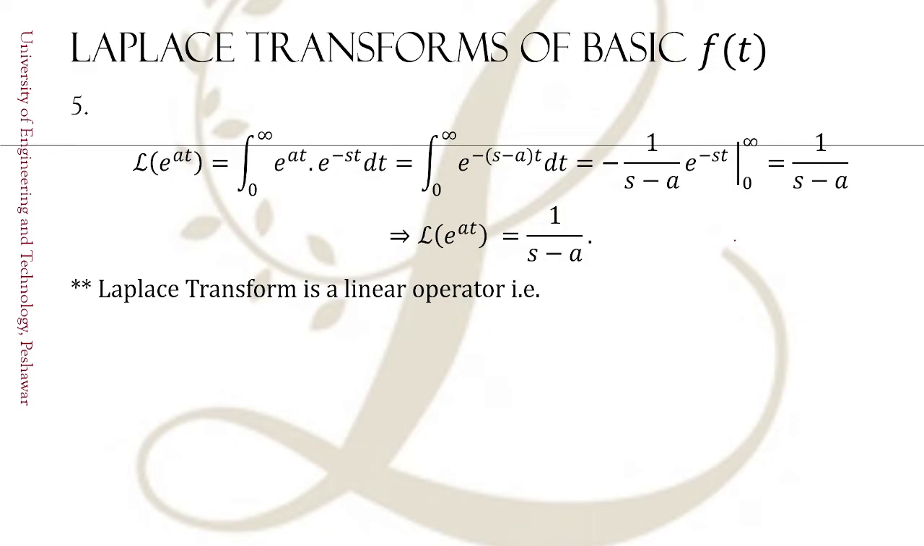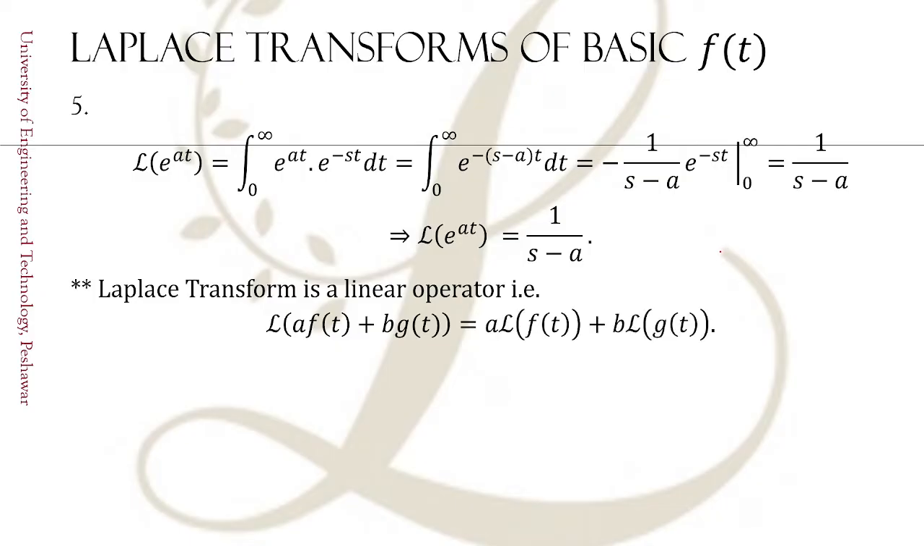अच्छा, एक ऑपरेटर जो होते हैं यूजुअली हम इसको डिस्कस करते हैं whether operator is linear or not. So keeping that in mind, Laplace transform is a linear operator, which means Laplace of a f of t plus b g of t will give you a Laplace of f of t plus b Laplace of g of t, right? Because it's an integral transform and integration is also linear, therefore it is linear.